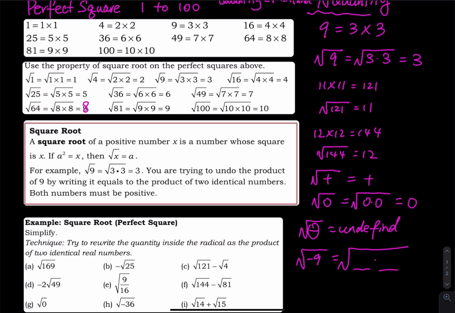3 times 3 is not negative. Negative 3 times negative 3 is positive 9. But you are not allowed to have negative 3 times 3. That is not okay, right? Because they are not identical. So basically, the square root of negative 9 is undefined. So when you see the square root of a negative quantity, the result is undefined.